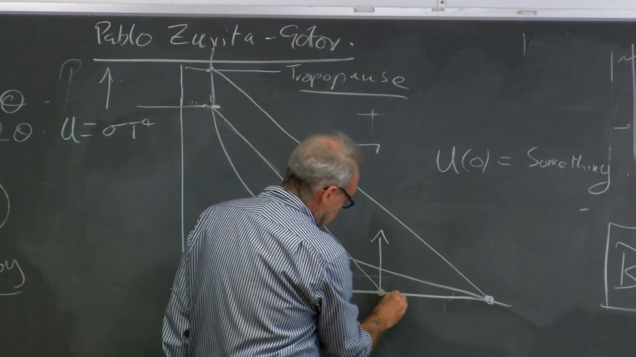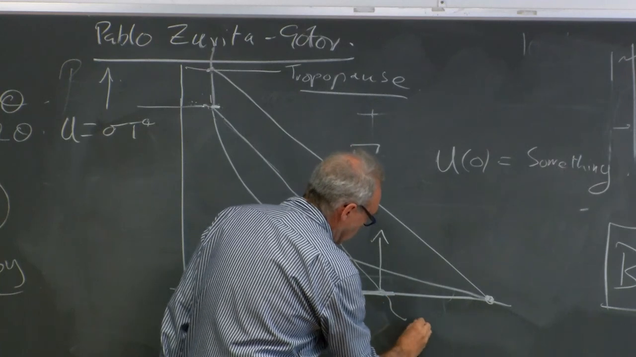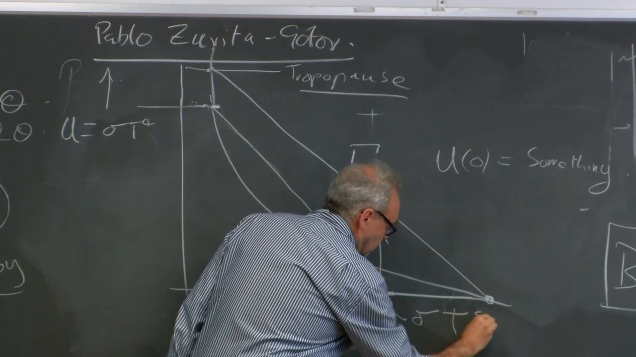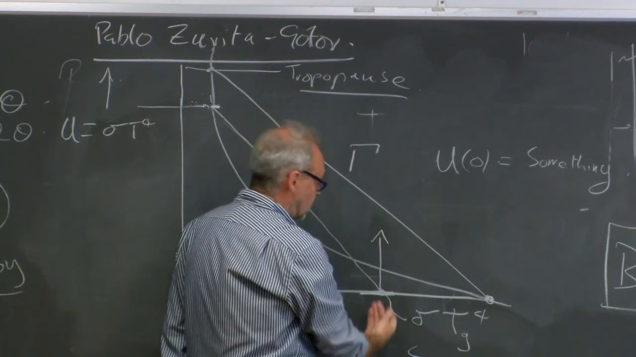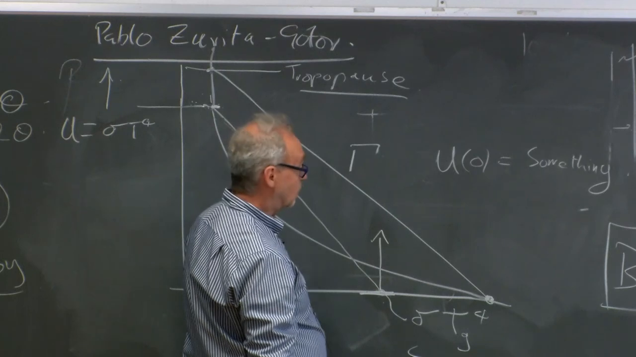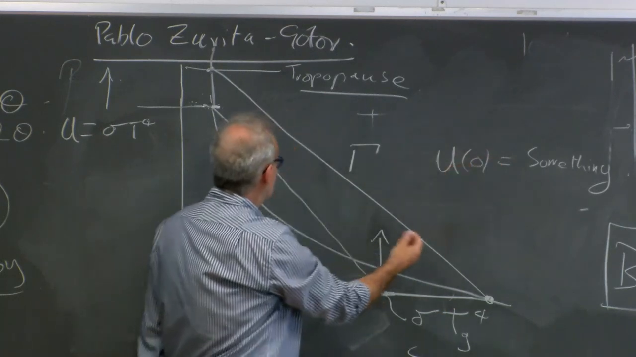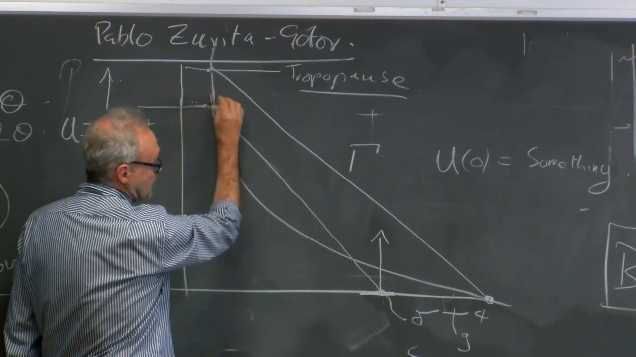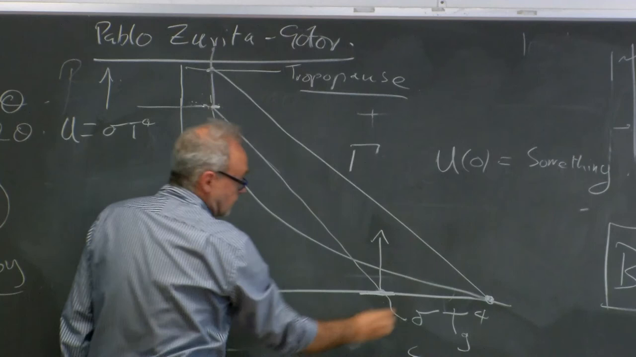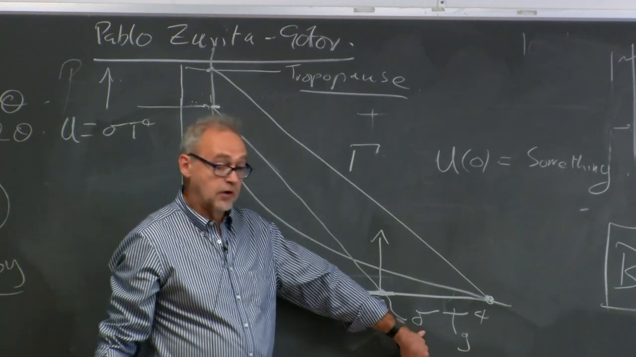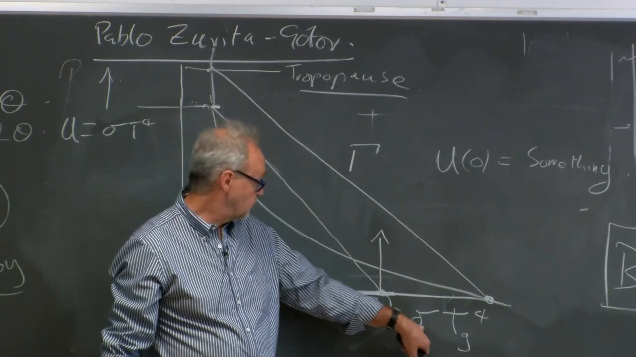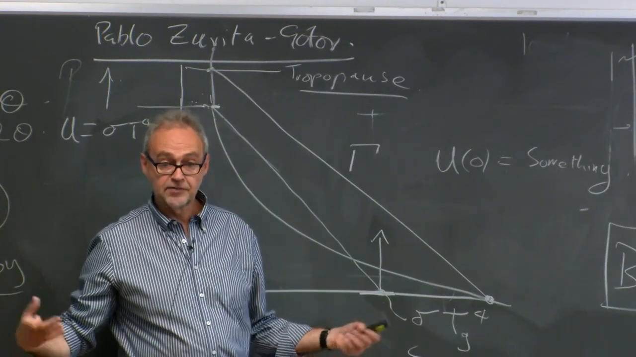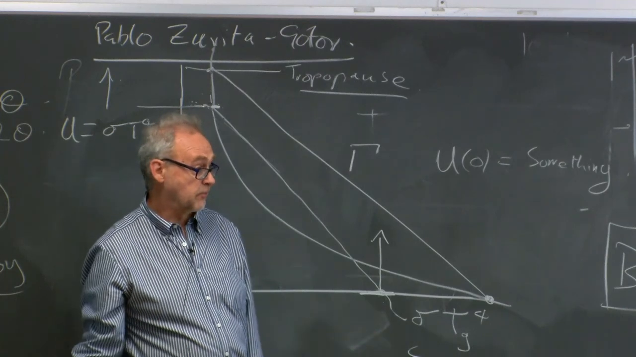This something we know has to equal sigma T ground to the fourth, because that's the radiation being emitted by the ground. But it won't be if I choose this height arbitrarily. I have to choose it in a special way so that the upwards radiation at the bottom of the atmosphere is equal to sigma Tg to the fourth, because that's essentially the way of getting the entire atmosphere into equilibrium.